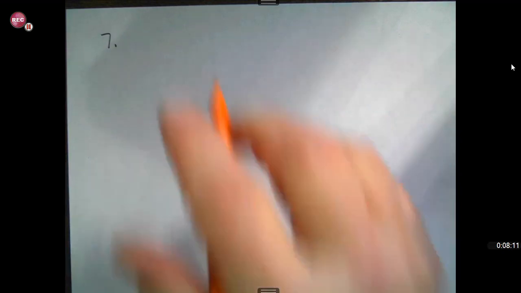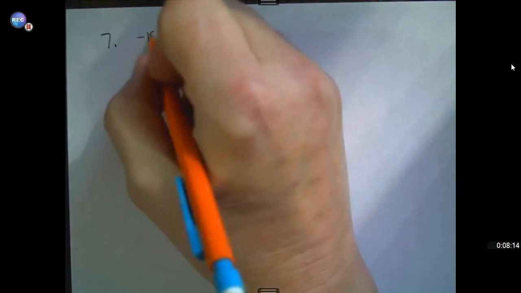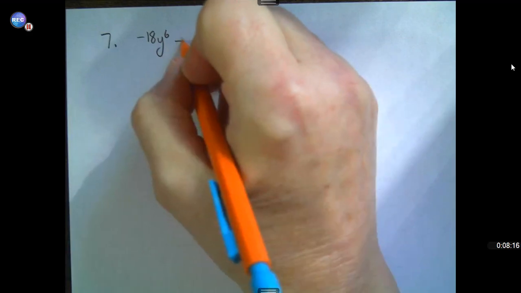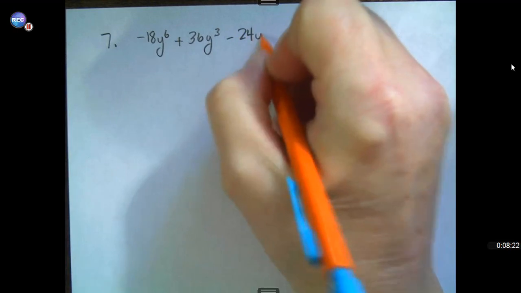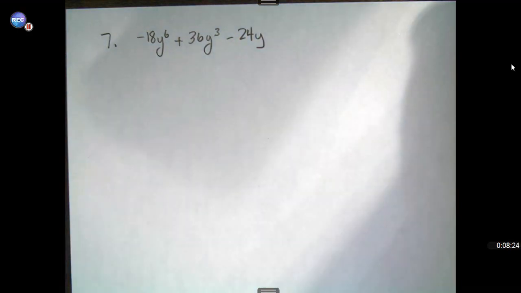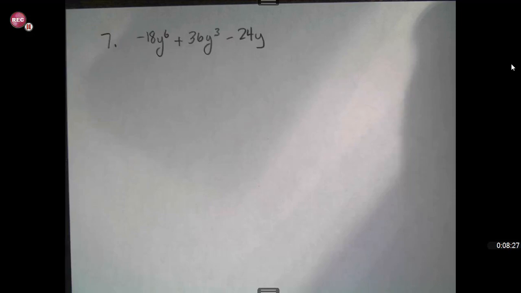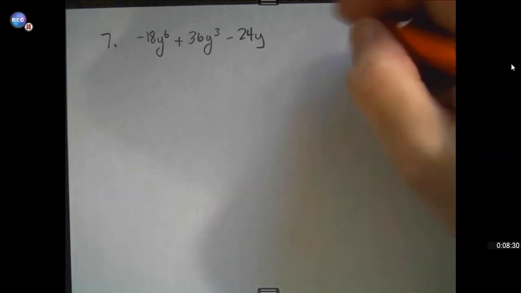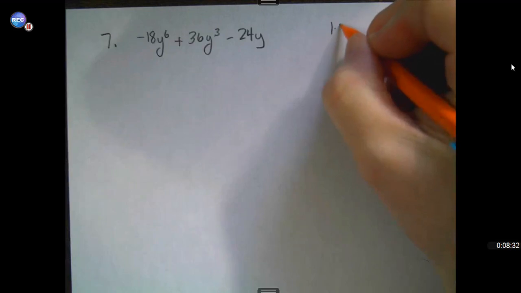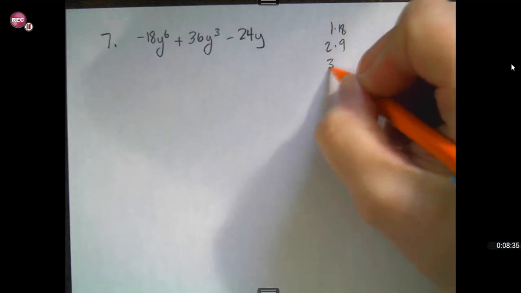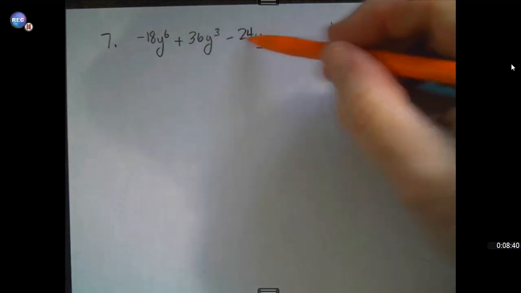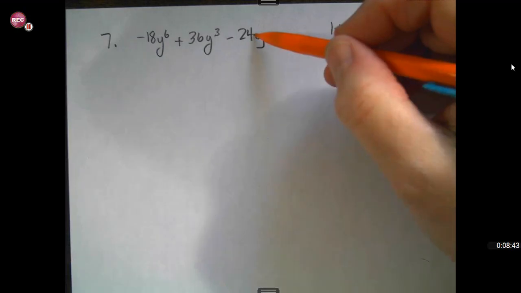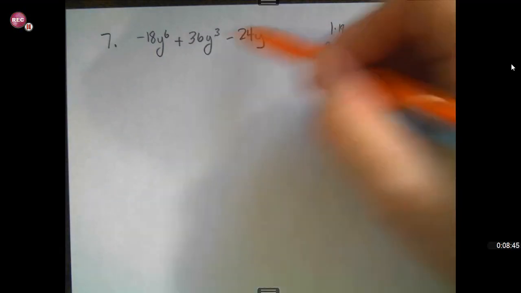Number 7 here. We have negative 18y to the 6th plus 36y to the 3rd minus 24y, and it's asking us what the greatest common factor is. So let's see. Smallest one's 18, and that's 1 times 18, 2 times 9, 3 times 6. So 18 does not go into those two. 9 doesn't go into 24. 6 goes into all three.